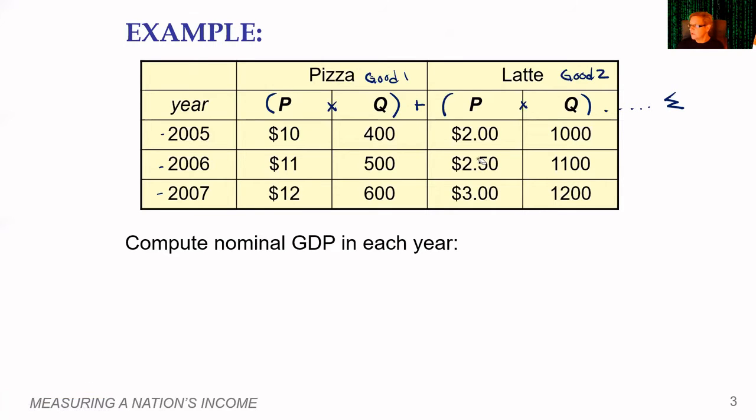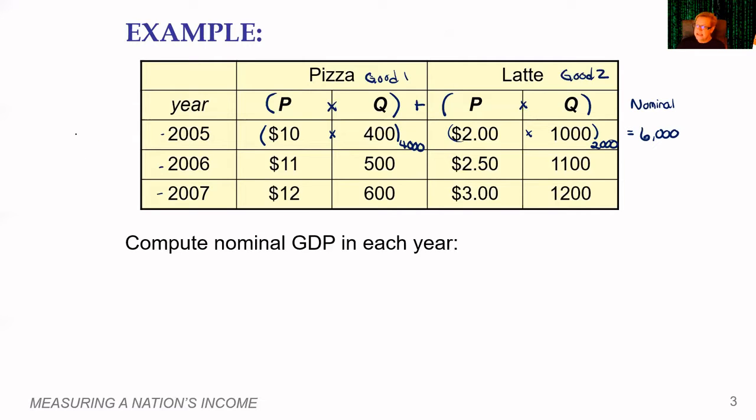Okay, so let me just erase that so I've got some room to write in here because I want to actually show you how we calculate this. Okay, so for 2005, price times quantity. So 10 times 400 is 4,000. 2 times 1,000 is 2,000. Add the 4,000 with the 2,000 and we end up with 6,000. That's our nominal GDP for 2005.